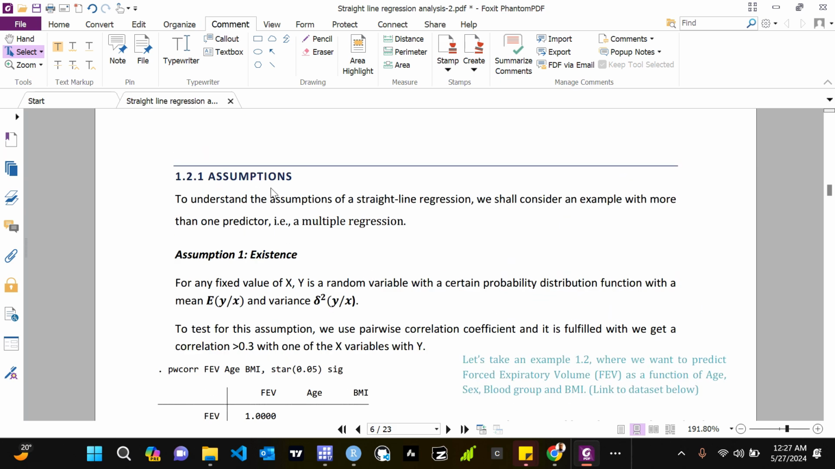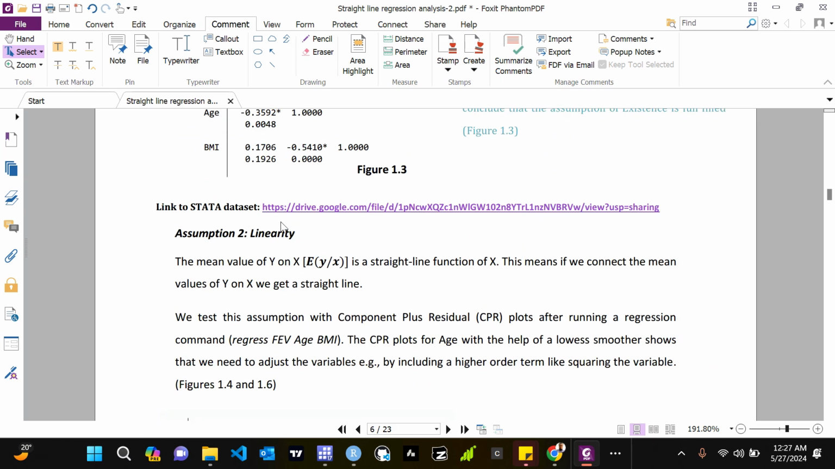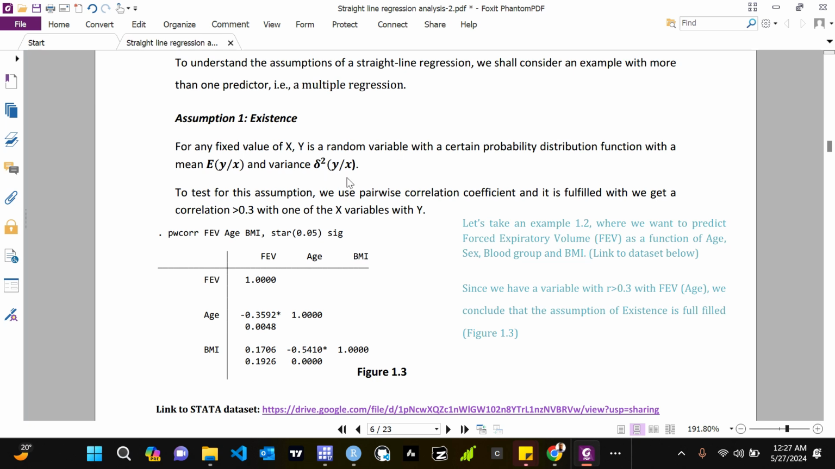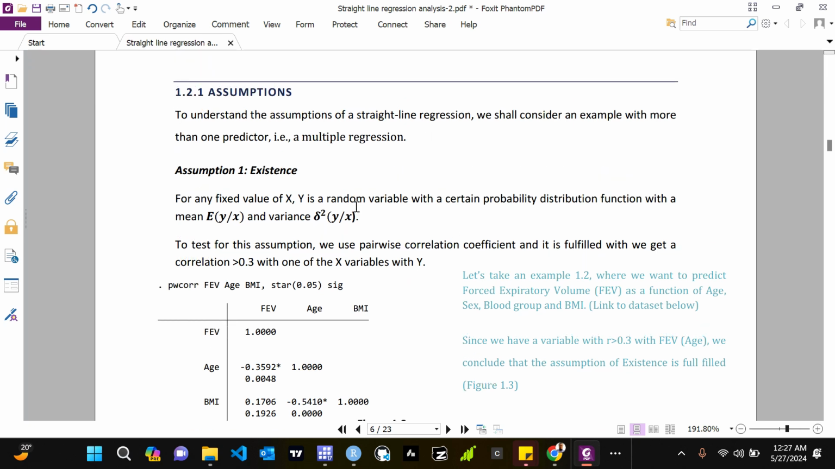So what are the assumptions? To determine the assumptions of linear regression, we shall consider an example with more than one predictor, i.e. multiple regression. We shall use the data from this link. You'll find this link in this PDF file. I will put the link in the description.